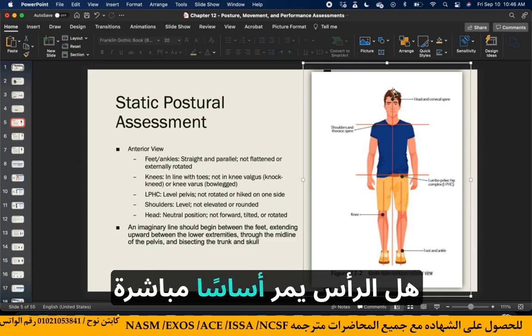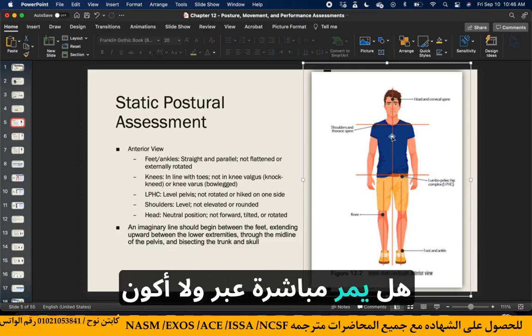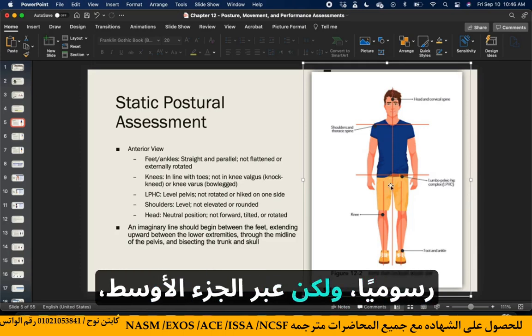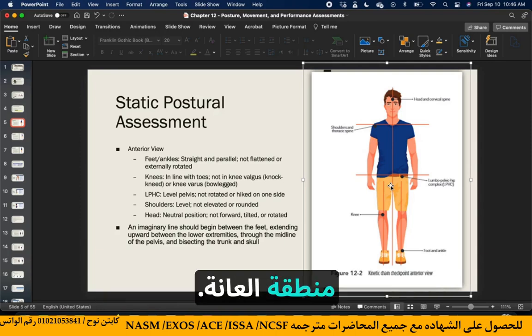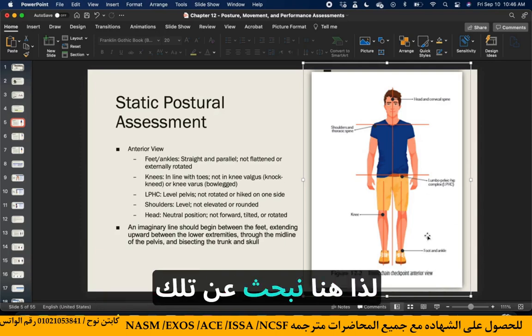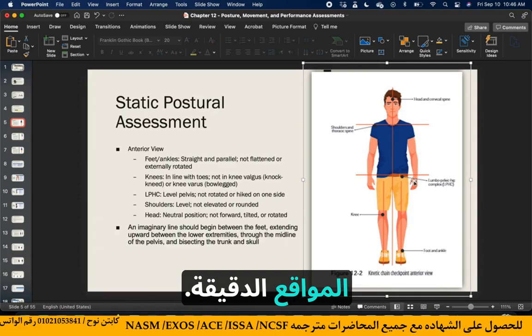Does the head basically run straight down the middle of the head? Does it run straight down through, and not being graphic, through your midsection, your crotch area? So this is where we are looking for those pinpoint locations.